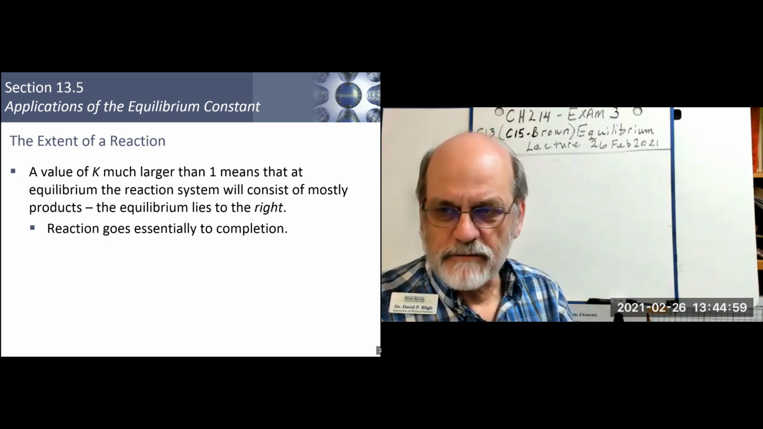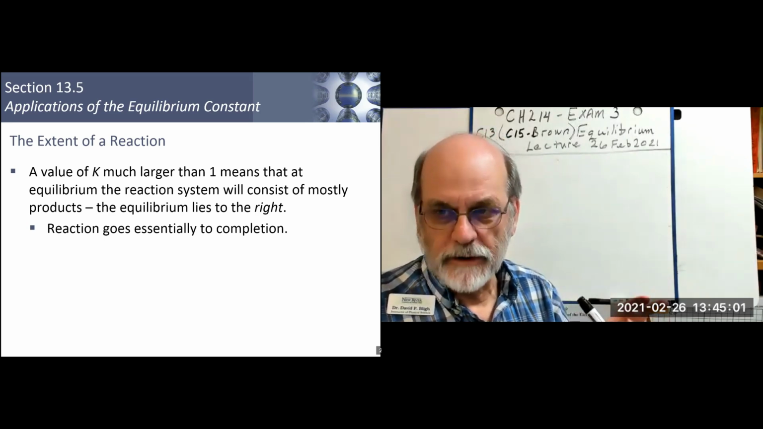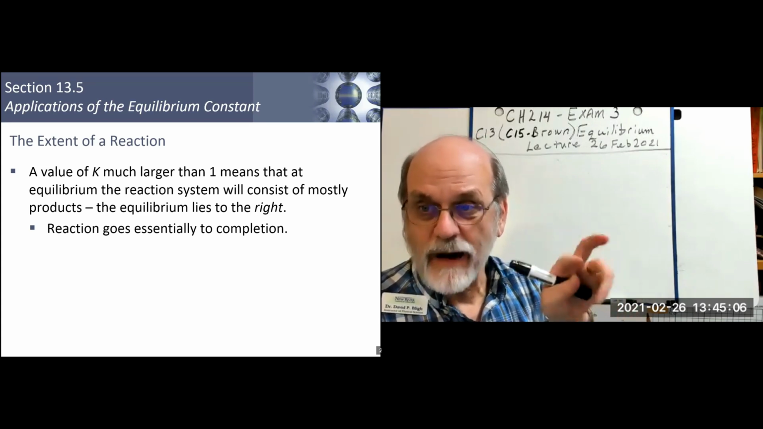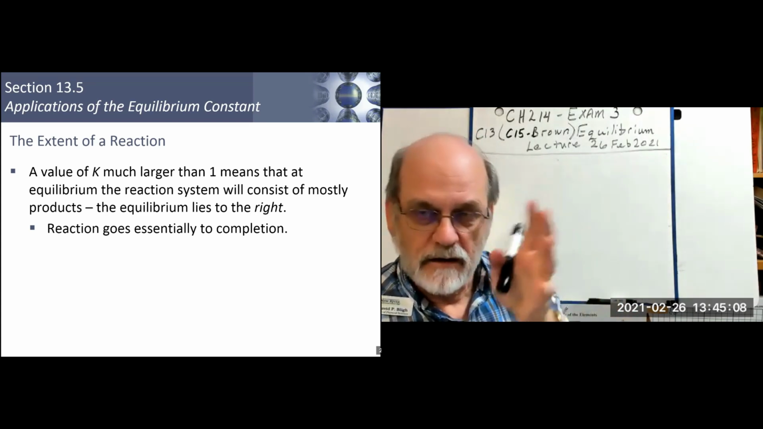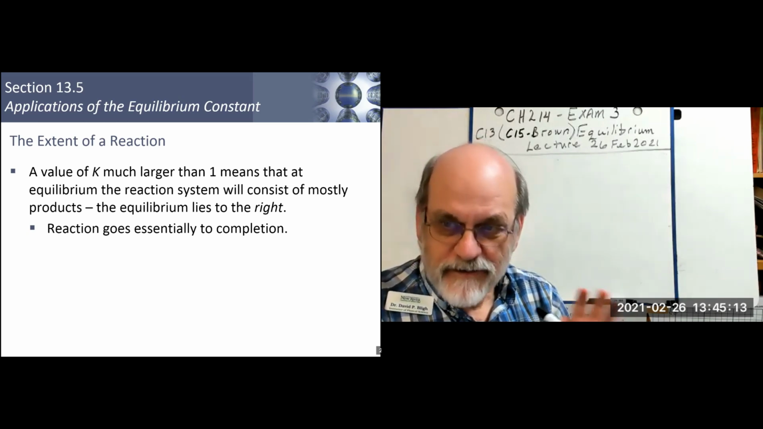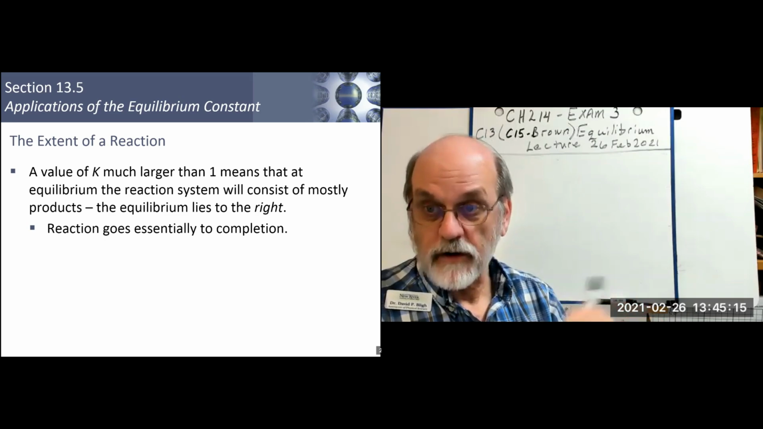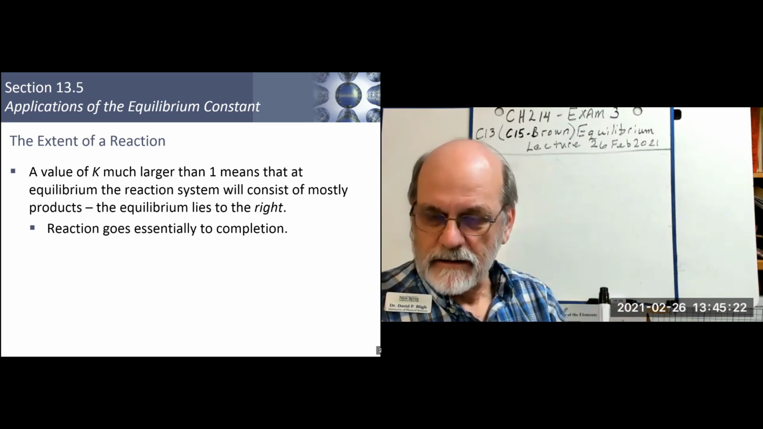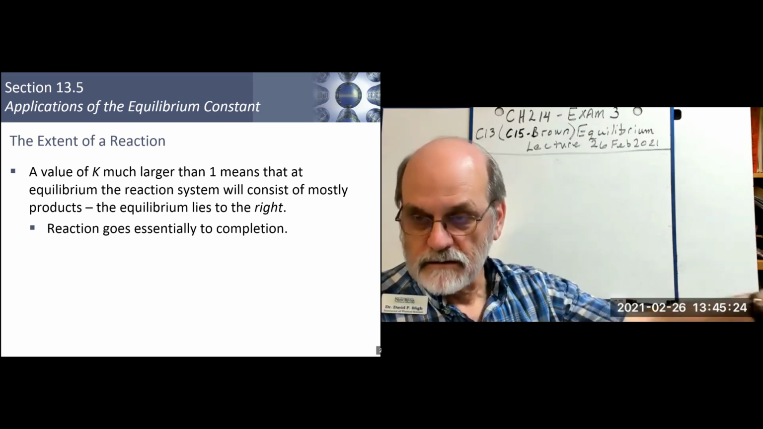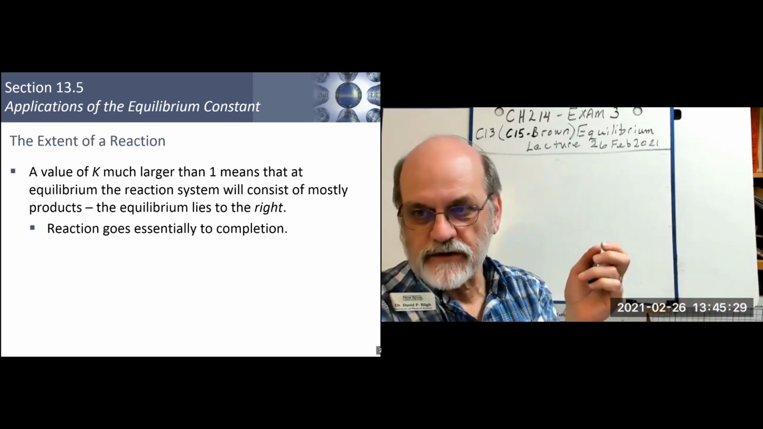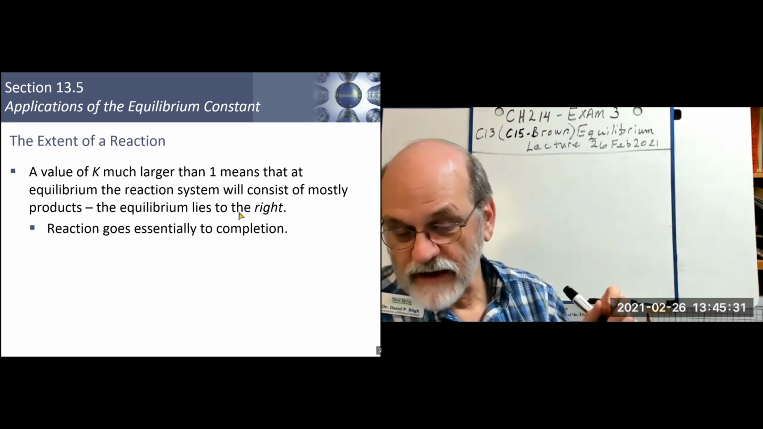For a K value that's much, much larger than 1, the reason we don't say it's just purely greater than 1 is because those powers interfere with that approximation. But if the K is very, very large, greater than 1, then the equilibrium will predominantly exist in the product side. You have mostly products. Equilibrium lies to the right.